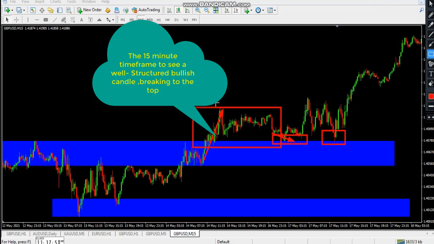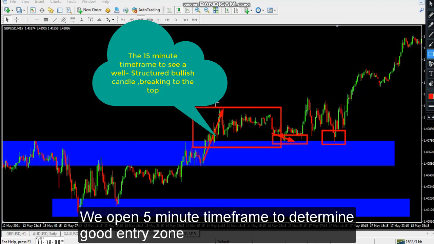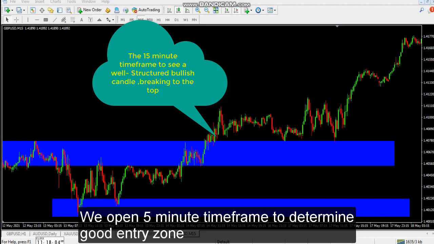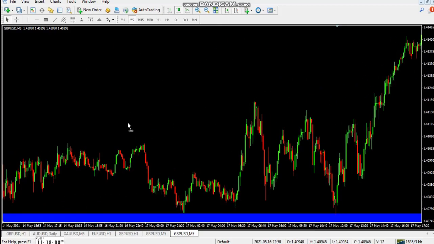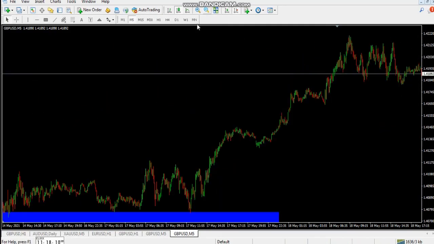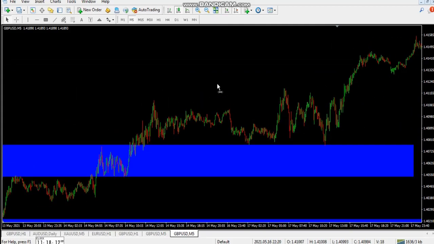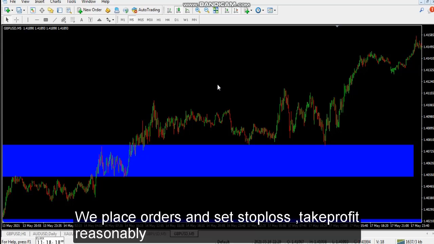We open the 5 minute time frame to determine a good entry zone. We place the order and set stop loss and take profit accordingly.